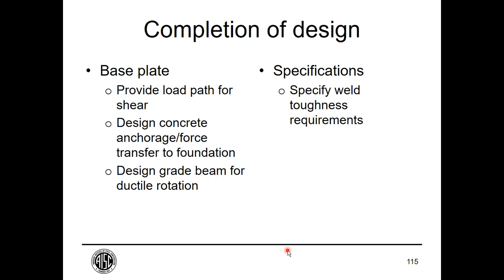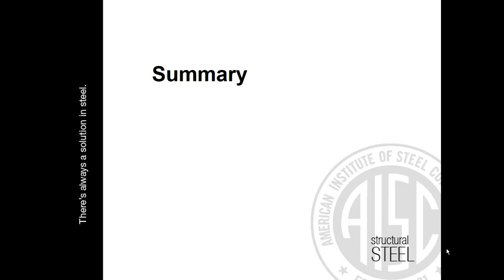Specifications, we need to specify the weld toughness requirements for the lateral load resisting system and what we mean by the demand critical weld, and a quality assurance plan. So all of those things are necessary to complete the design, but I think our example covered quite a lot in the 90 minutes that we had available.